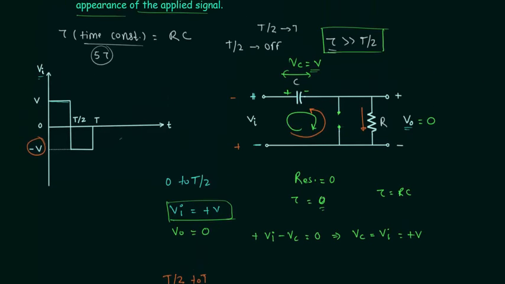I will change the color for this purpose. From 0 to T by 2, the output voltage is equal to 0. And for the next half cycle, from T by 2 to T, the output voltage is equal to minus 2V. So it will look something like this. And you can see we have changed the level of DC voltage. Initially we were having minus V, now we have minus 2V, and the waveform is not changed.